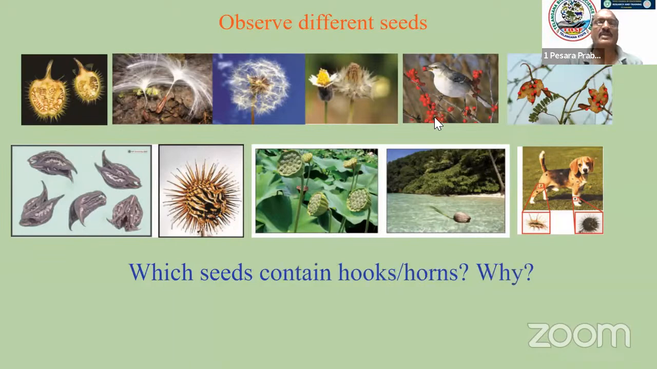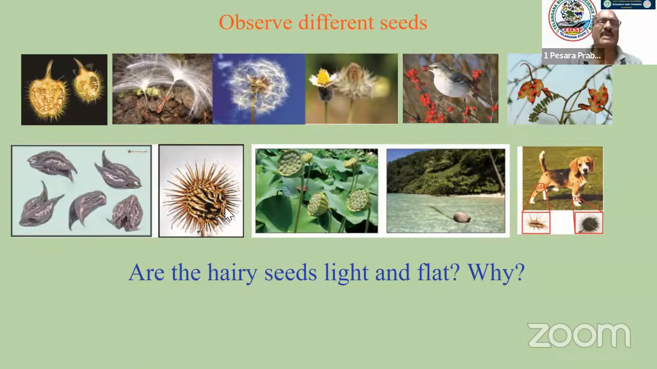Which seeds contain hooks, thorns, not horns, thorns? Why? See here, some types of seeds have hooks or thorns. Why? Because they may be attached to some animals. That is the intention.